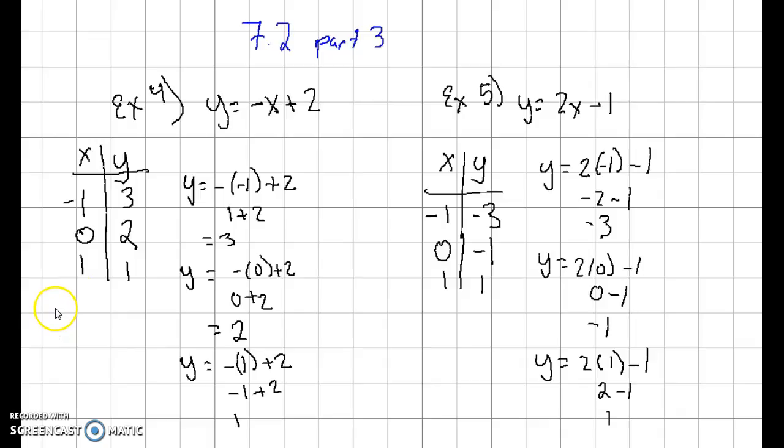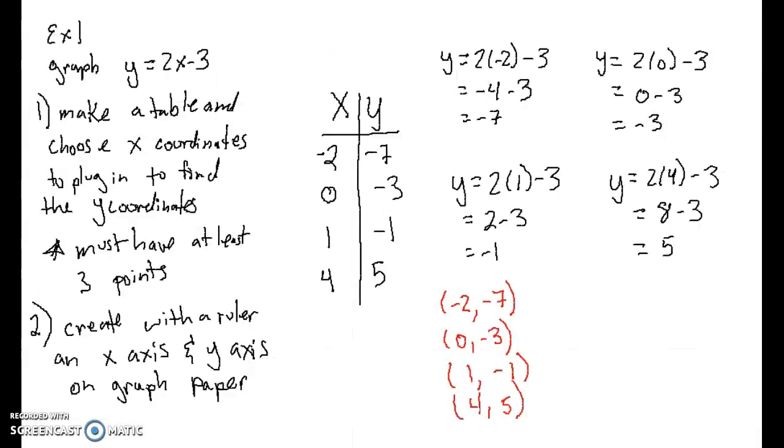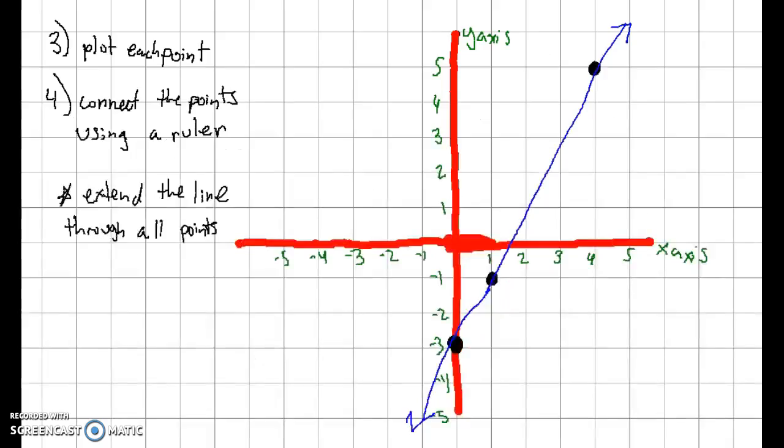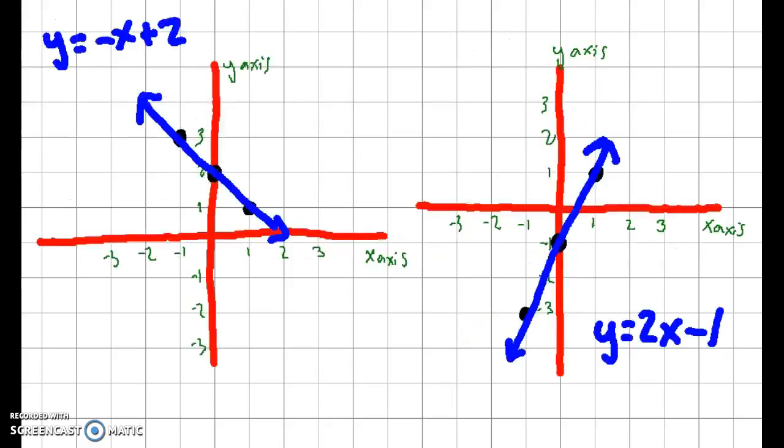So if you need any extra help, go back and rewatch the first part and look at the steps that we have to do. So just remember, step 1, make a table. Choose X and Y coordinates to plug in. Must have at least 3 points. Create with the ruler X and Y axis on graph paper. Plot each point. Connect the points using a ruler and extend the line through all the points. And if you do, your graphs will be much neater than these, but they should look just like this.